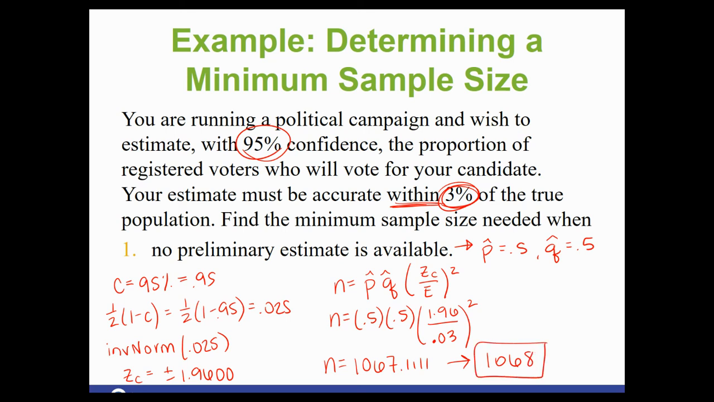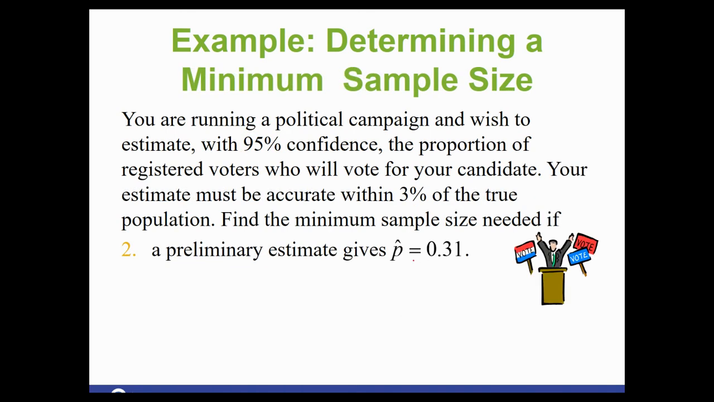Now the only thing we're going to change is, I'm going to keep all the other numbers the same. I am going to change that to be a given preliminary estimate of 0.31. So if that's the case, q-hat, 1 minus 0.31, would give us 0.69. Everything else is the same. Our same critical value from the previous slide, same margin of error, 0.03. Again, it's coming from that 3% switched to a decimal. And let's see how that changes our answer.